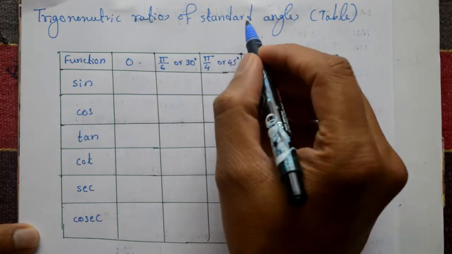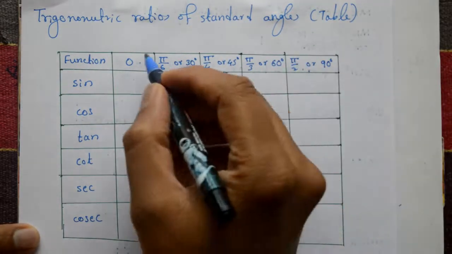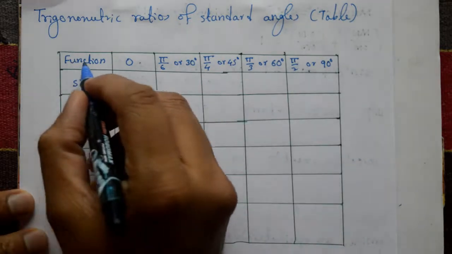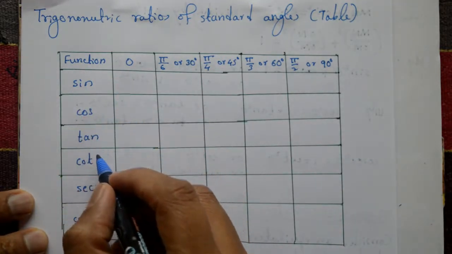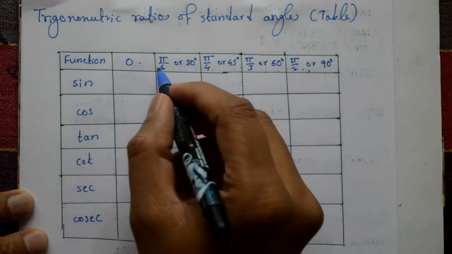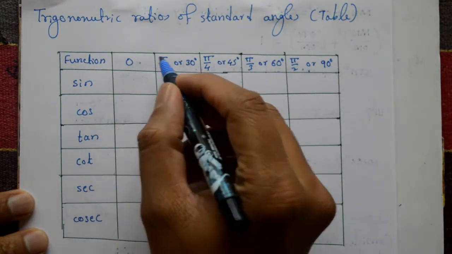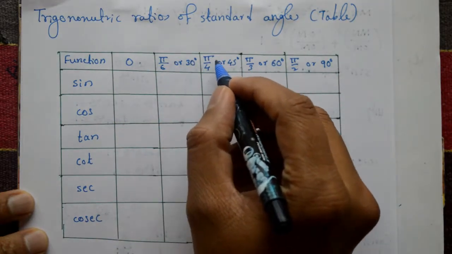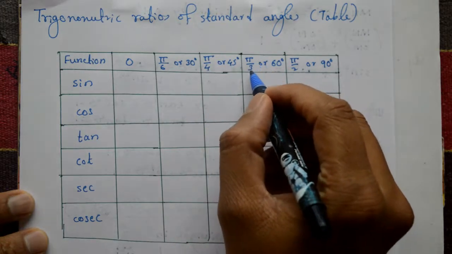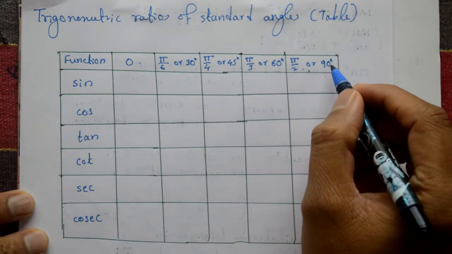Trigonometric ratios of standard angles. Now this is a table. These are the functions: sine, cos, tan, cot, sec, cosec. These are the angles: 0 degree, 0; pi by 6 or 30 degree; pi by 4 means 45 degree; pi by 3 means 60 degree; pi by 2 means 90 degree.